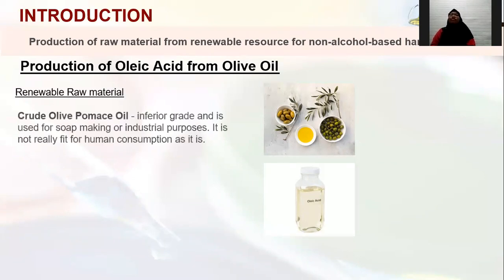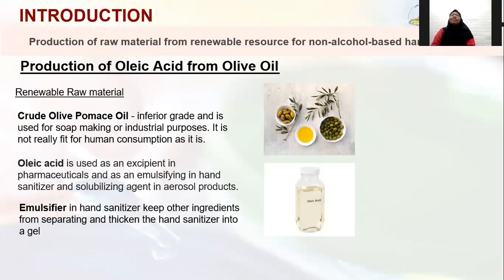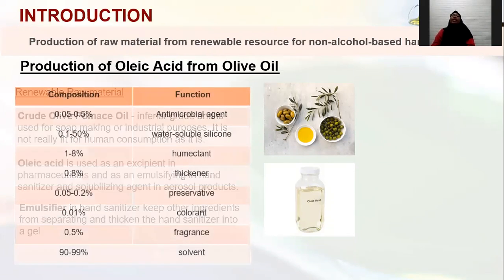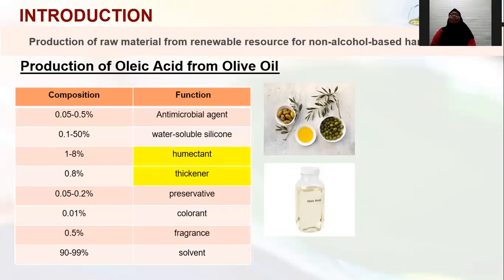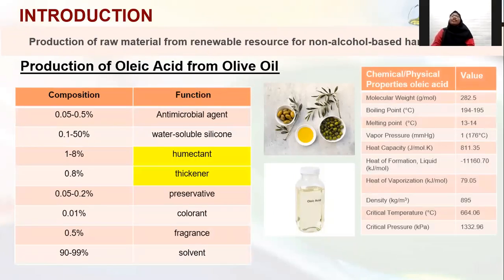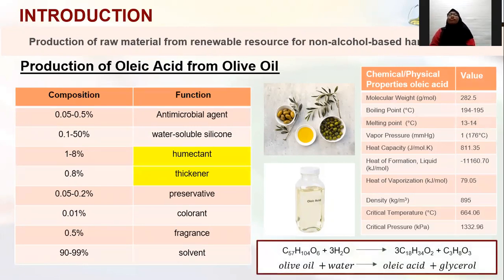Our renewable raw material is crude olive oil, and oleic acid is used as an excipient in pharmaceuticals, an emulsifier in hand sanitizer, and a solid agent in aerosol products, where we can conclude that oleic acid can be used as a disinfectant and thickener in the hand sanitizer. The table on the right shows the chemical and physical properties of oleic acid, where our main process is olive oil reacting with water to produce oleic acid and glycerol.